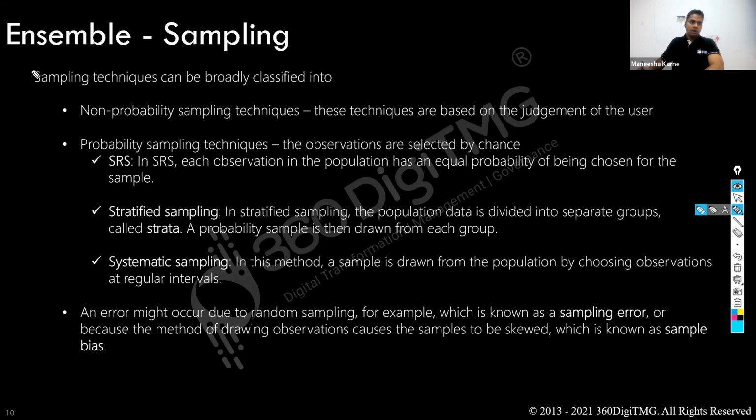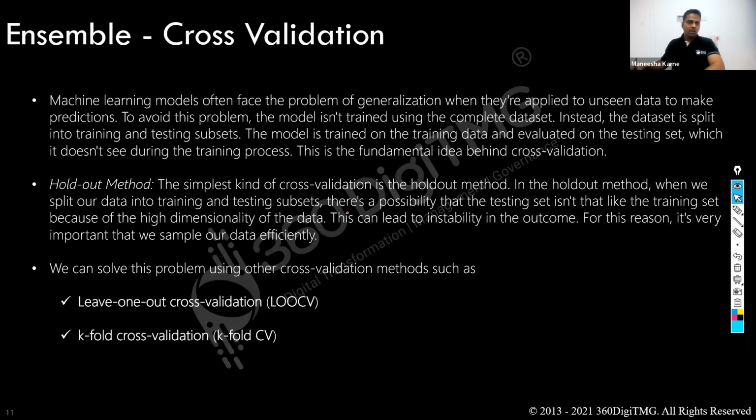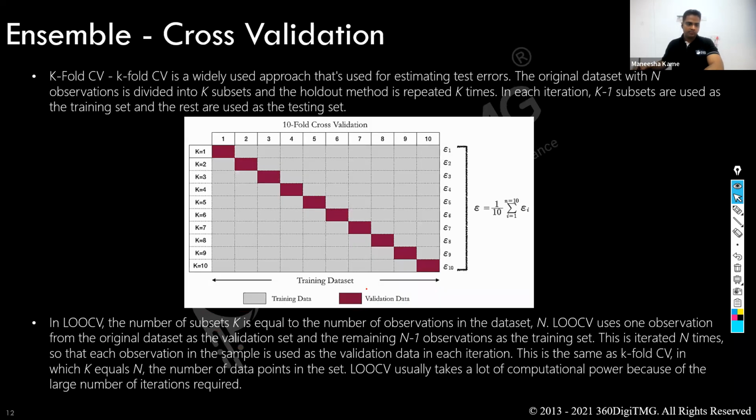When it comes to sampling techniques, we have non-probability based sampling techniques, which is based on the judgment of the user. And we have probability based sampling techniques where we have simple random sampling, stratified sampling, systematic sampling. And we have discussed all of these in detail. We also spoke about holdout method, leave one out cross validation, k-fold cross validation. And we had some discussion around that.